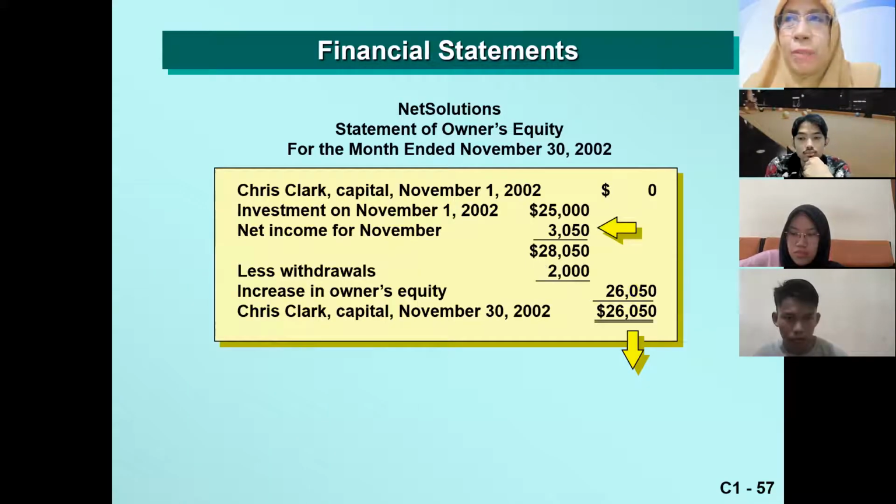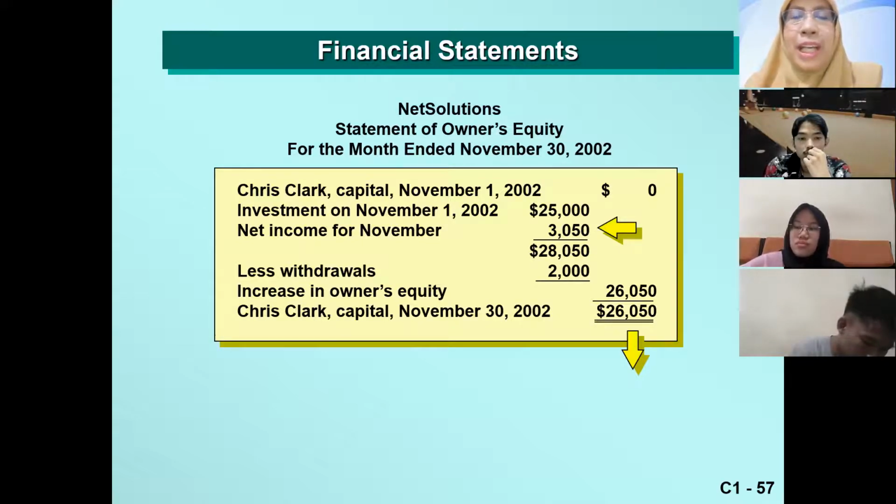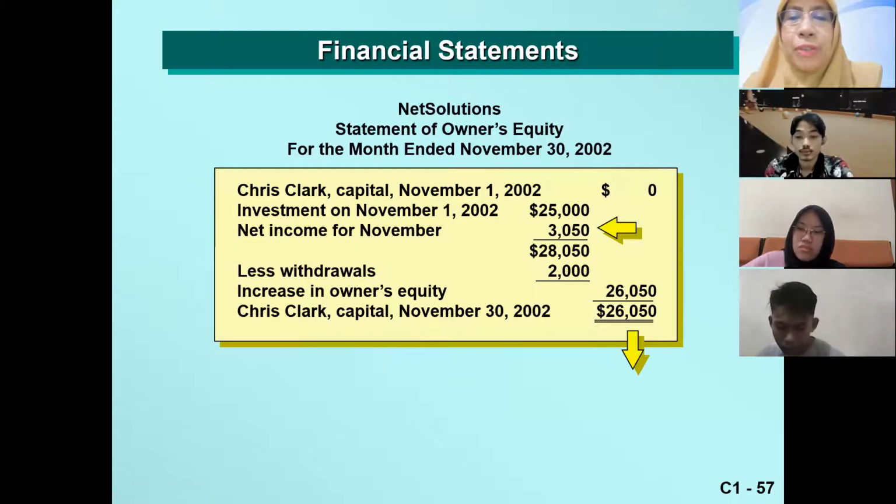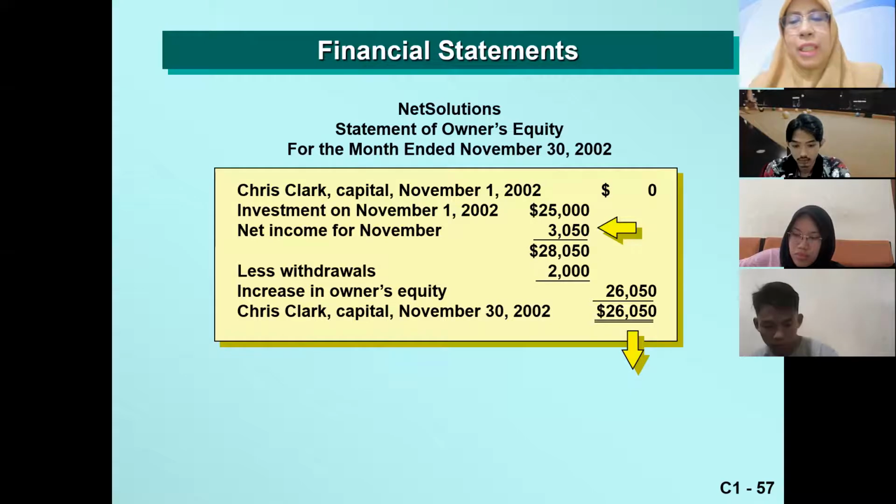Okay, the steps in preparing financial statements: first, income statement; second, statement of owner's equity. As we see in here, don't forget, we have to put the title, the company name first, the name of the financial statement, statement of owner's equity, and the date, for the month ended November 30th, 2002, for example, in here.